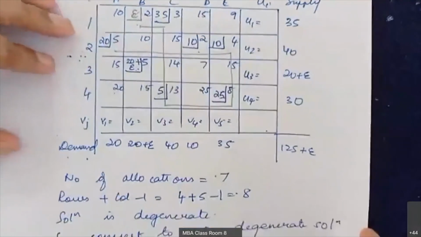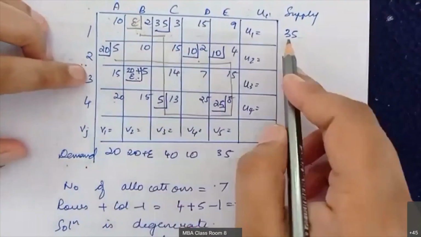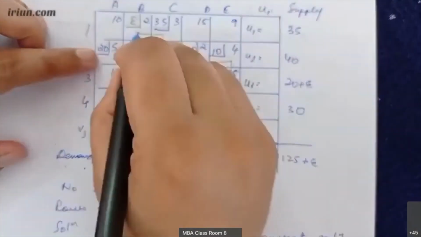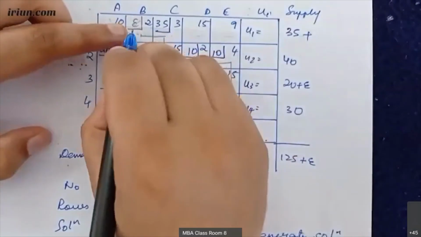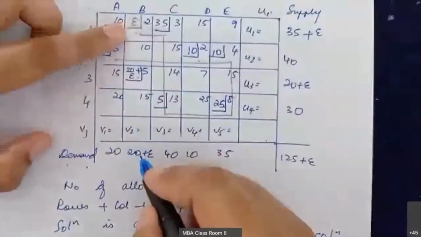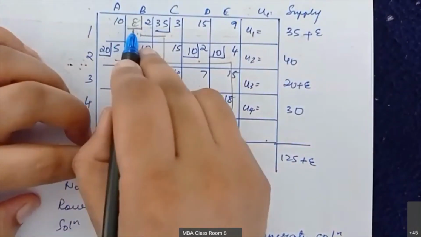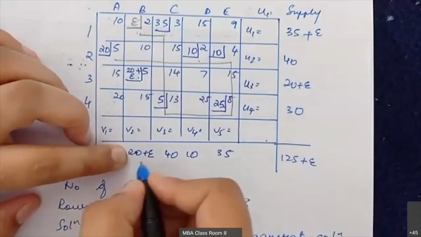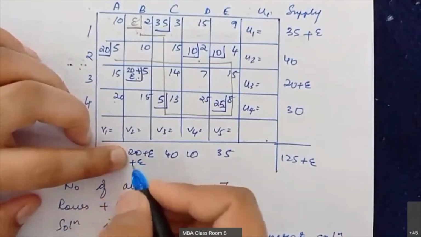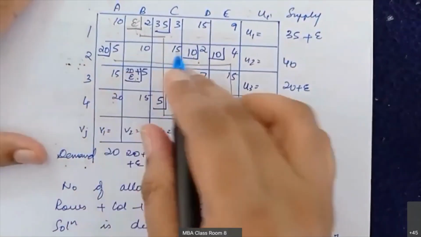Once I have assigned the value of epsilon, what should I do? I have to correct my total supply and demand values. Over here it will be 35 plus epsilon, since I have assigned an epsilon over here. Similarly, in this column, it was 20 plus epsilon before. I assigned one epsilon over here extra, so it will become 20 plus 2 epsilon. Is it clear?